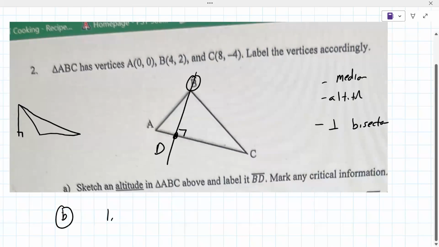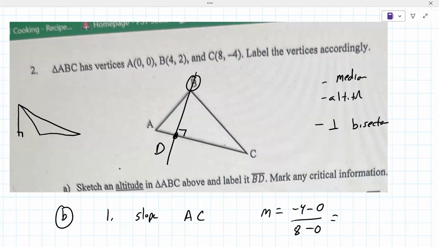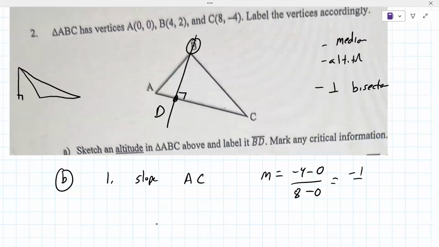First thing you have to do is find the slope of A to C. All right, I can do that. So my points are 0, 0 and 8, -4. So would it be -4 minus 0 over 8 minus 0? Okay, what does that reduce to? -4 over 8. Okay, in lowest terms. Negative one half.